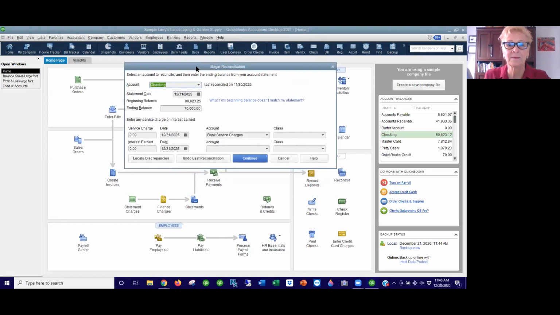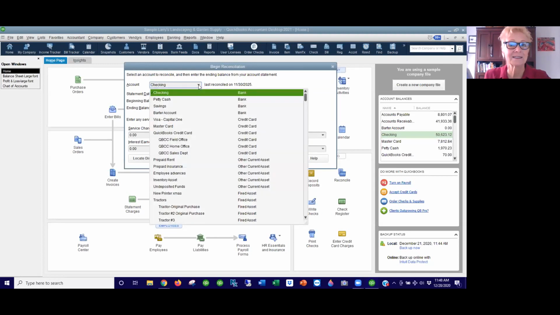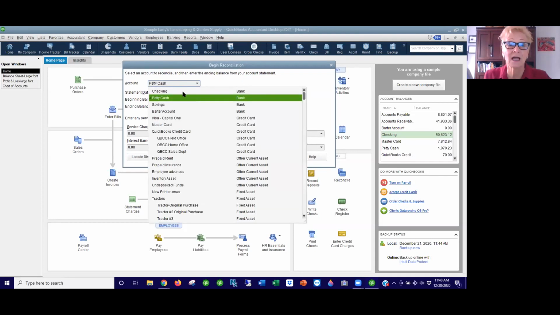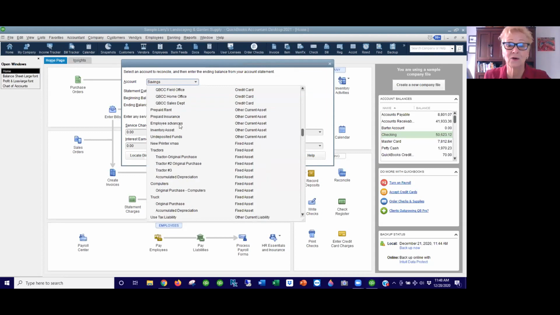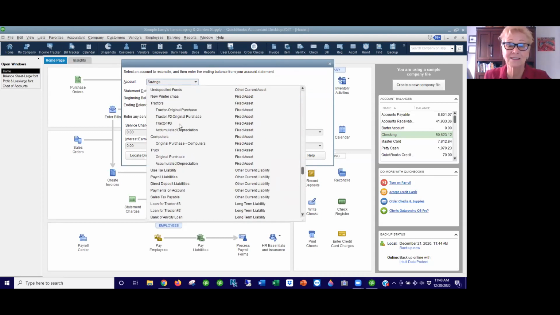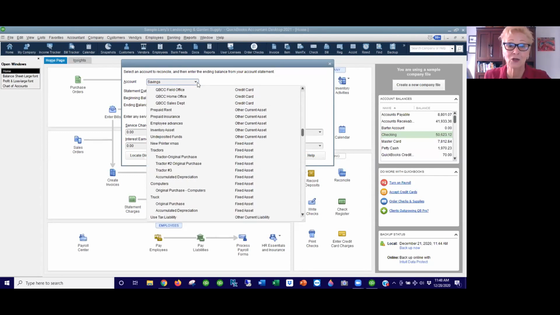And when I begin my reconciliation, I need to say which account. Well, I would reconcile your checking accounts. I would reconcile your petty cash accounts. I would reconcile your savings accounts. I would reconcile your credit card accounts, and I definitely reconcile your loan accounts.